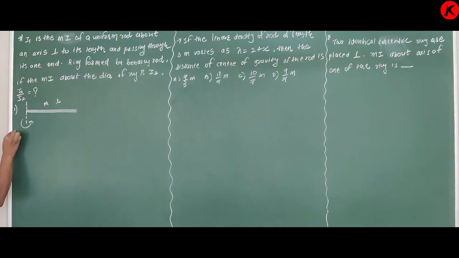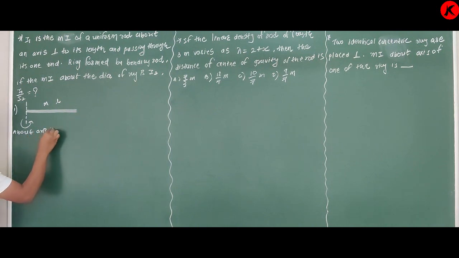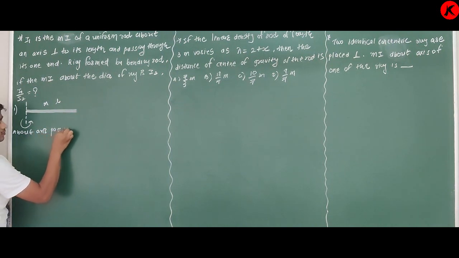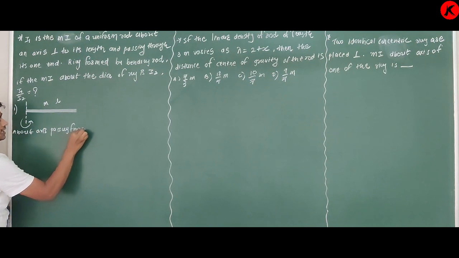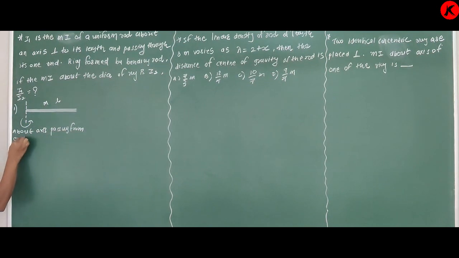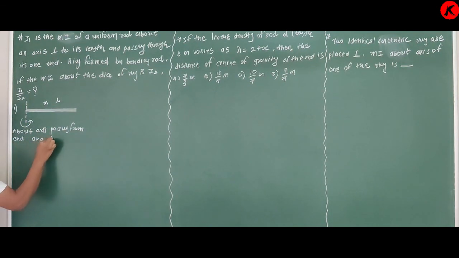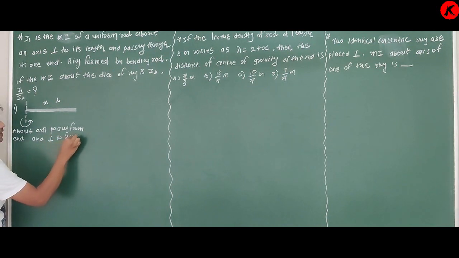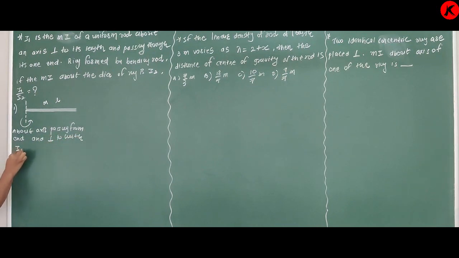About the axis passing from one end and perpendicular to length, I1, we have proved in theory, is ml square by 3. So I1 is equal to ml square by 3.